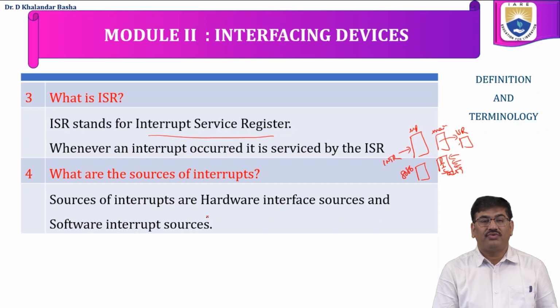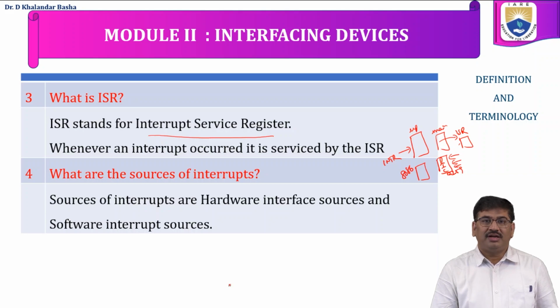What are the sources of interrupt? The sources of interrupt are hardware interrupt sources and software interrupt sources. If an interrupt is generated by an external device, that is reflected on the INTR signal. Whereas interrupts generated internally by executing a few instructions are called software interrupts. So in the 8086 processor, the classification is software interrupts and hardware interrupts.